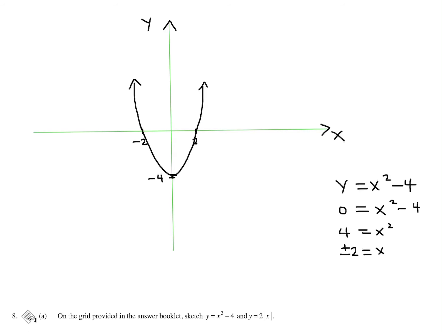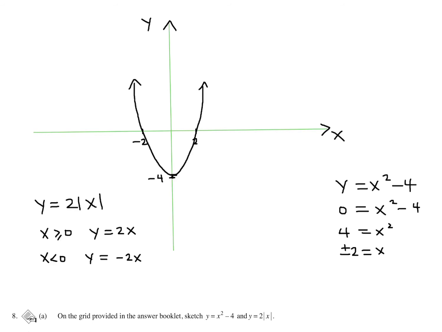And then the next one is y is equal to 2 times the absolute value of x. So this has two scenarios, right? When x is greater than or equal to 0, this just becomes y is equal to 2x. And when x is less than 0, this becomes y is equal to negative 2x. Like that. So let's start plotting here.